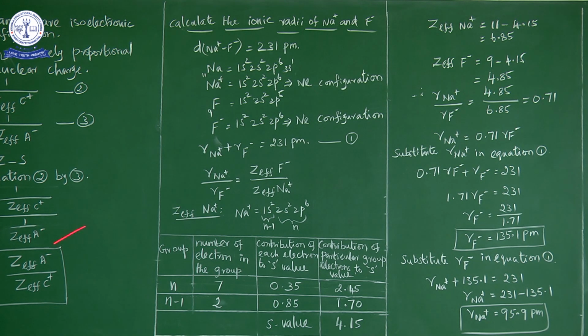என்ன பார்த்திருக்கோம்? Radius of cation by radius of anion is equal to effective nuclear charge of anion by effective nuclear charge of cation. அப்போ in sodium fluoride crystal the cation is Na plus and the anion is F minus. So radius of Na plus by radius of F minus is equal to effective nuclear charge of F minus by effective nuclear charge of Na plus. So first we know the effective nuclear charge of both the Na plus and F minus. We calculate the radius of sodium and fluoride ion.